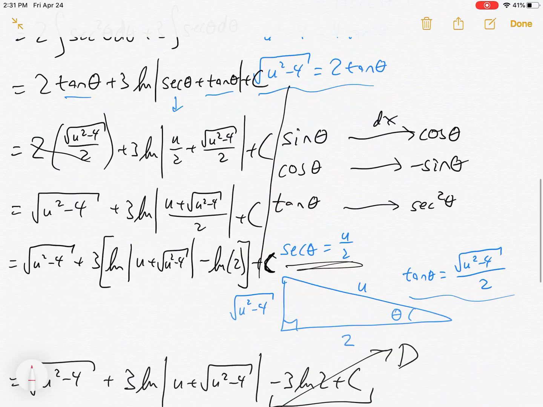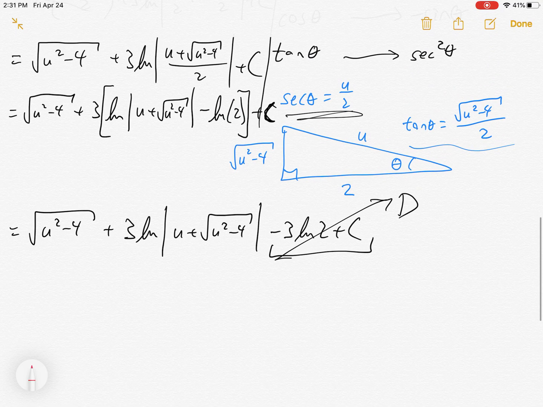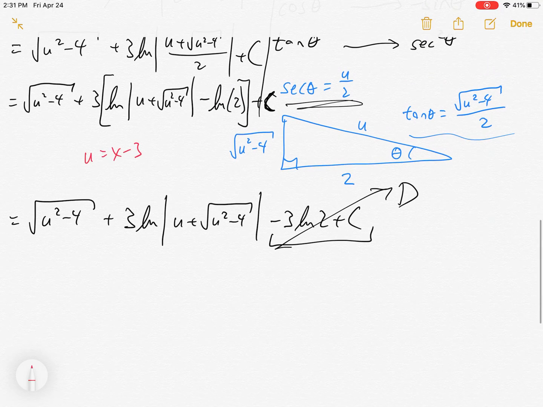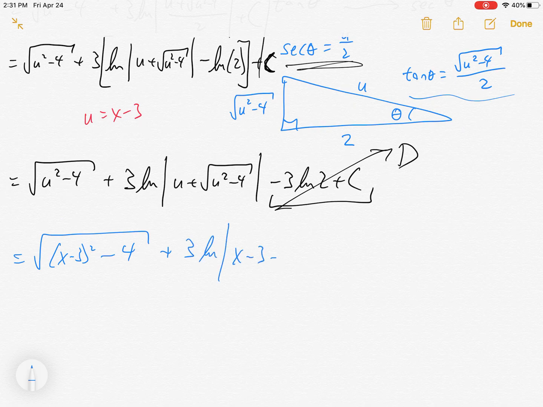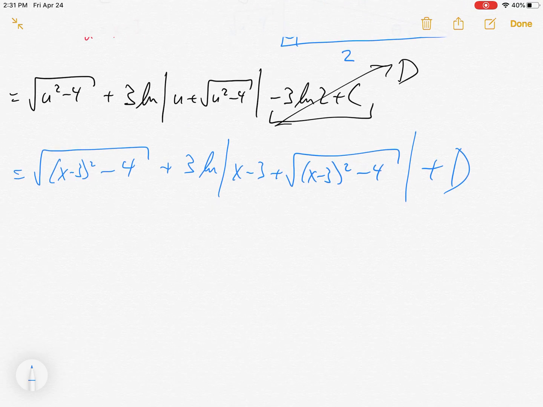Except, what was our original problem in? If we go all the way back up, it was in x's, not u's. So I need to go back to the x world. What's our relationship between x and u? It is a nice one. U is x minus 3. Let's write that down here. U equals x minus 3. Okay, so I actually have to do this, believe it or not. Plug in, and so this becomes square root of x minus 3 quantity squared minus 4 plus 3 ln of x minus 3 plus square root of x minus 3 quantity squared minus 4 plus the constant we're now calling d.